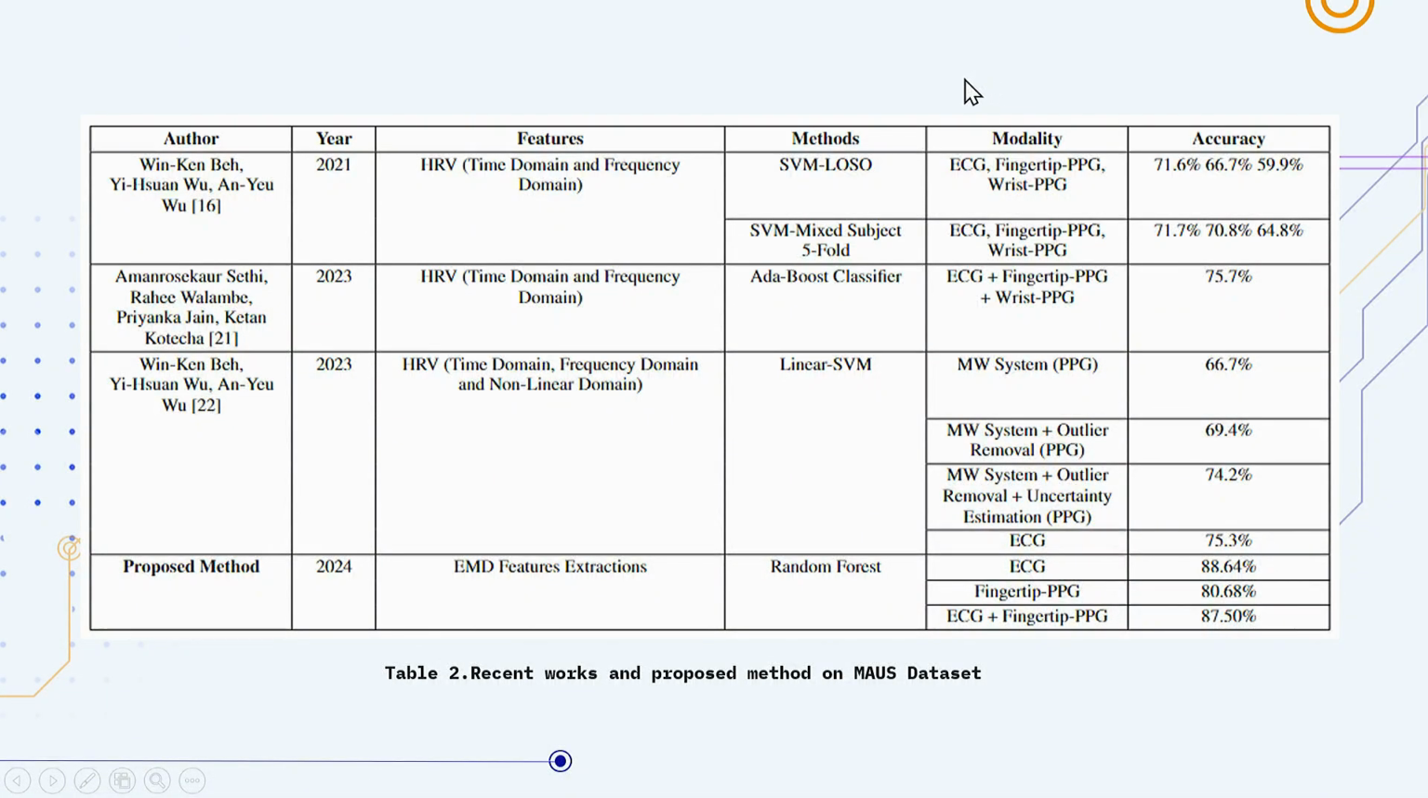Performance evaluation: this table shows the comparison of my study with the other 3 studies where the other authors have used the HRV feature extraction technique, and I have used EMD. They have used classifiers, we have also used random forest classifiers, but random forest got the maximum accuracy compared to the other studies. Also, 2 were done by the same author, where in the previous study he just used the simple signals, but in the next study he has used an outlier removal technique.